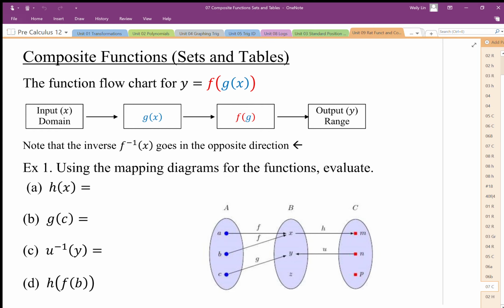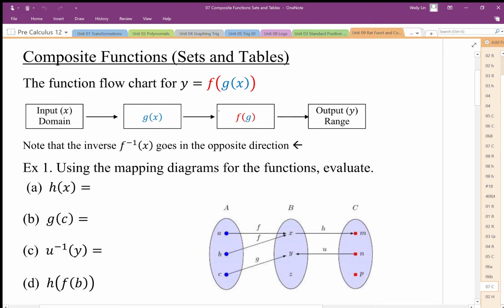Composite functions are embedded functions, and they follow a certain flow through the function flowchart. Just a reminder that when we look at a composite function, there's an inside function. So there's an inside g and the outside f. It's going to go from inside to outside.